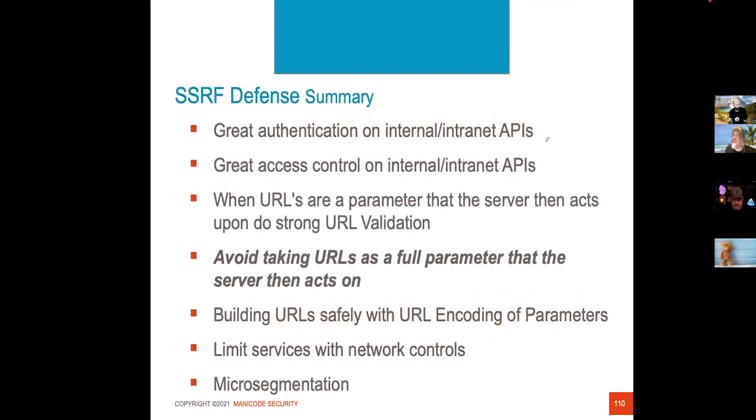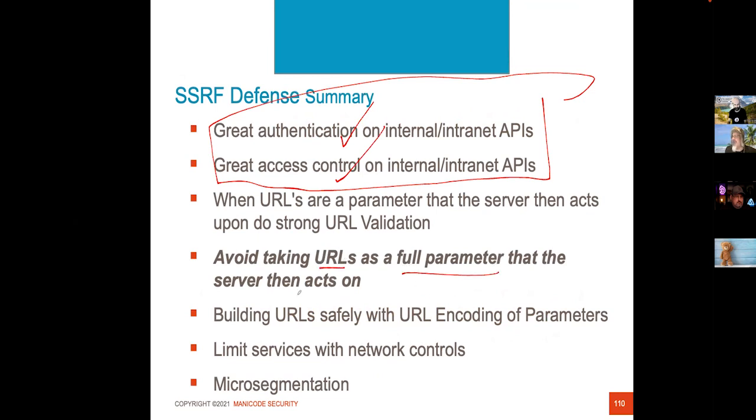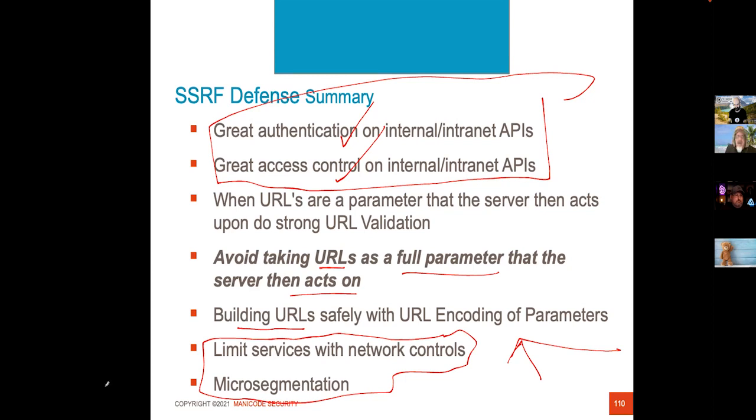And so to stop SSRF, you want to make sure your intranet APIs have great authentication and great access control. And you want to make sure that if you're taking a URL as a full parameter that the server acts upon, validate it strongly or get rid of that feature. It's called a server-side include, and we really don't need to do that kind of stuff anymore. There are better design patterns. If you're going to build a URL, use proper encoding of parameters and other techniques to make sure the URLs you're constructing are safe. And you can use network controls with mesh services like Istio to put network controls around services so you limit where they can do outbound requests.